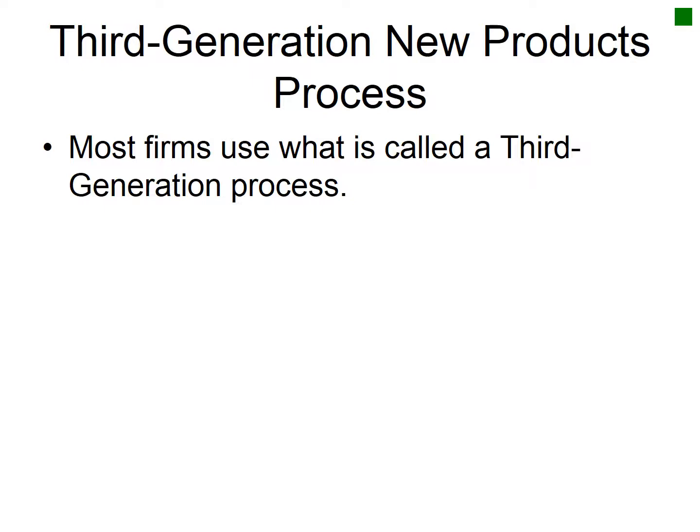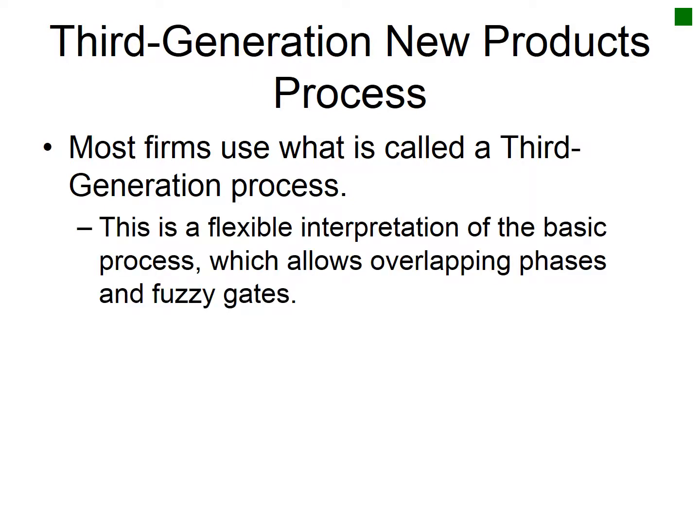And the idea of the third generation process is that we want to be flexible enough and nimble enough to create products that are able to change and adapt very rapidly to consumer demand and interests. And we don't want the process to be so rigid that it will prohibit the types of changes to the product that are necessary while it's in the process of development.